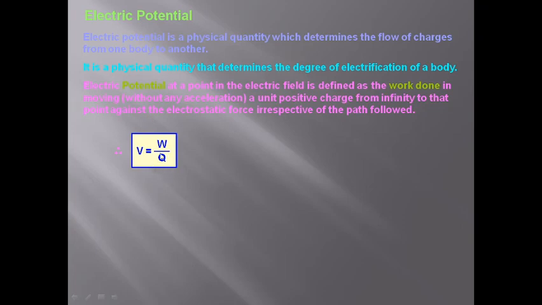Simply we call it work done per unit charge in moving the charge from infinity, meaning very far away from the given point, to that particular point. So, work done per unit charge. The SI unit of electric potential is volt, and 1 volt is equal to 1 joule per coulomb or Newton meter per coulomb.